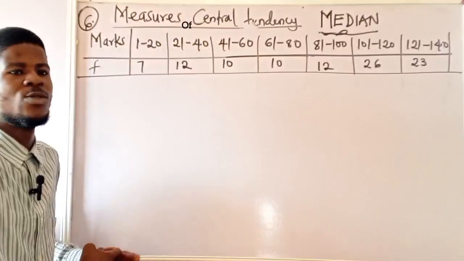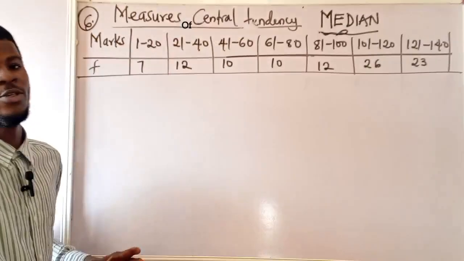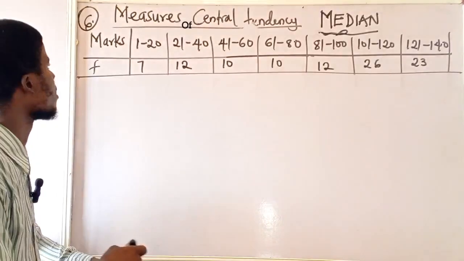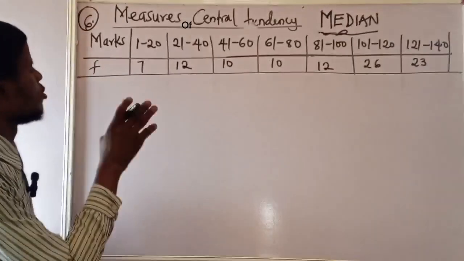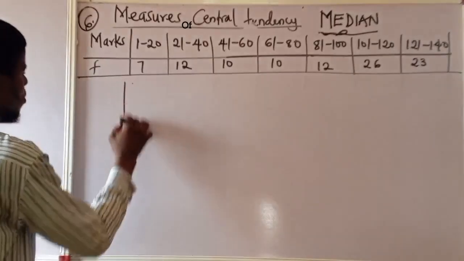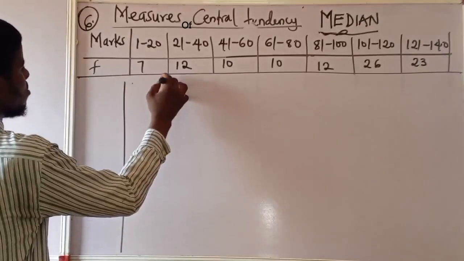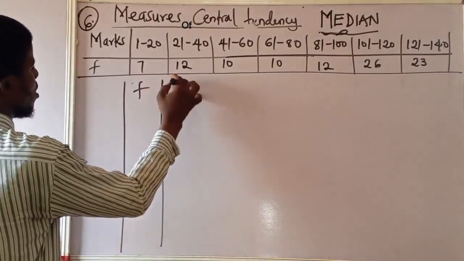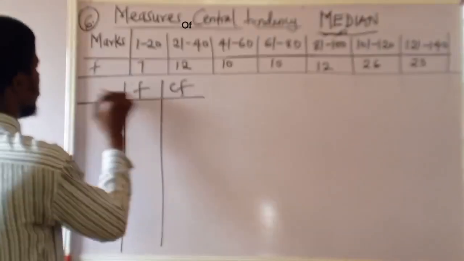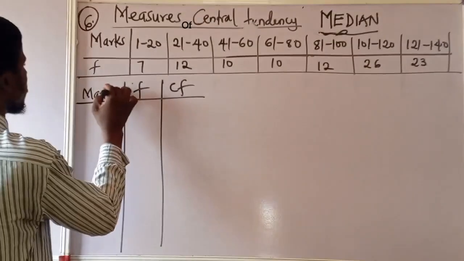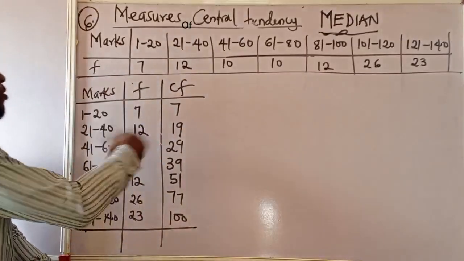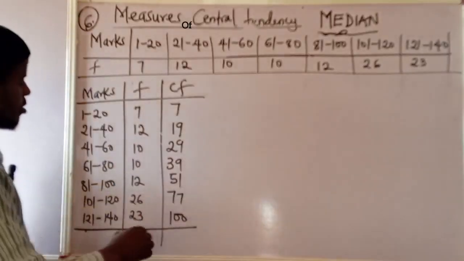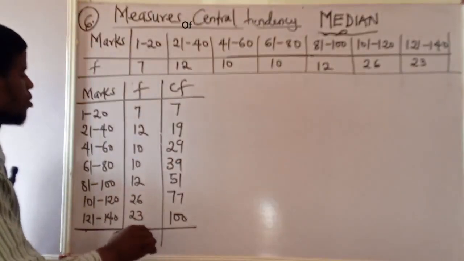Let's repeat the process once again. That is the use of the interpolation formula. To determine the median of this distribution of marks, we have the table that contains the marks, the frequencies, and the cumulative frequency as well. You can pause the video and determine this table, calculate for each of them, and you will get this. The total frequency is 100.